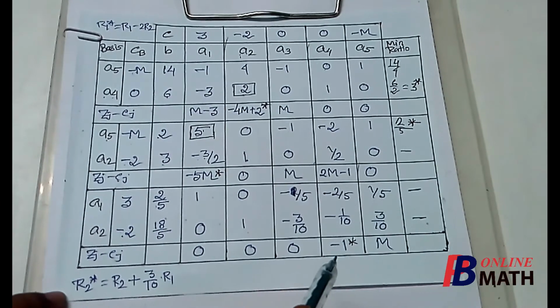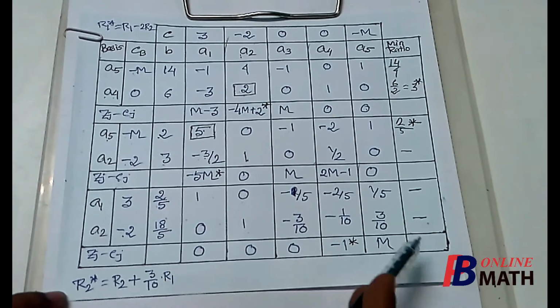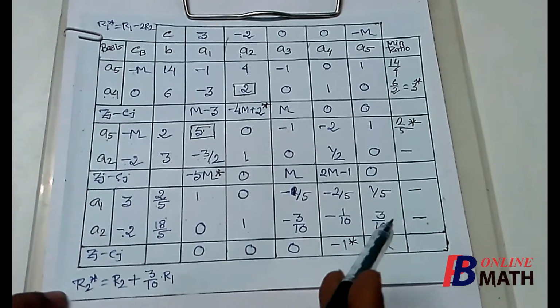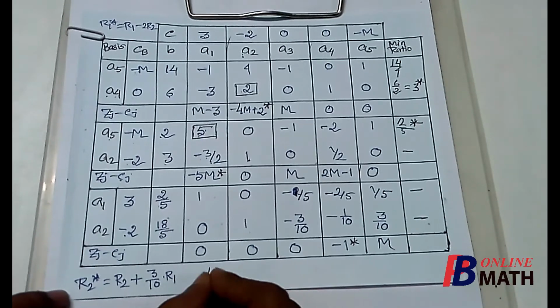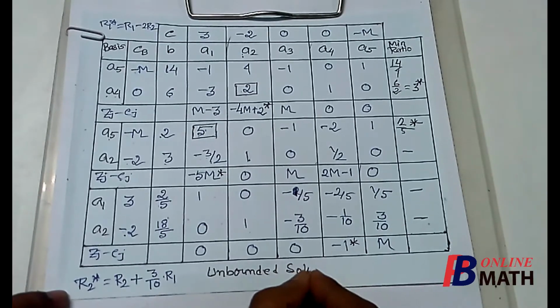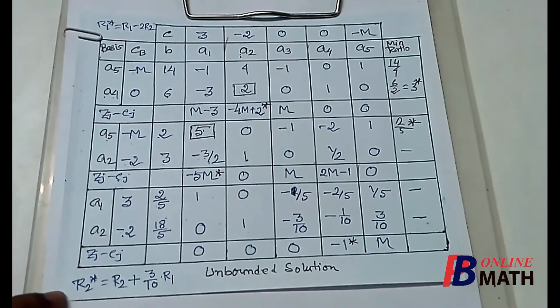Here we find that although the solution is not optimum, the min ratio cannot be found because all the ratios are negative. Therefore no min ratio exists. In this case the only conclusion is that the problem has an unbounded solution. So the problem does not have any finite optimal solution, it has an unbounded solution. So that is the only conclusion. If no min ratio exists, then the problem has an unbounded solution. So that completes the solution.